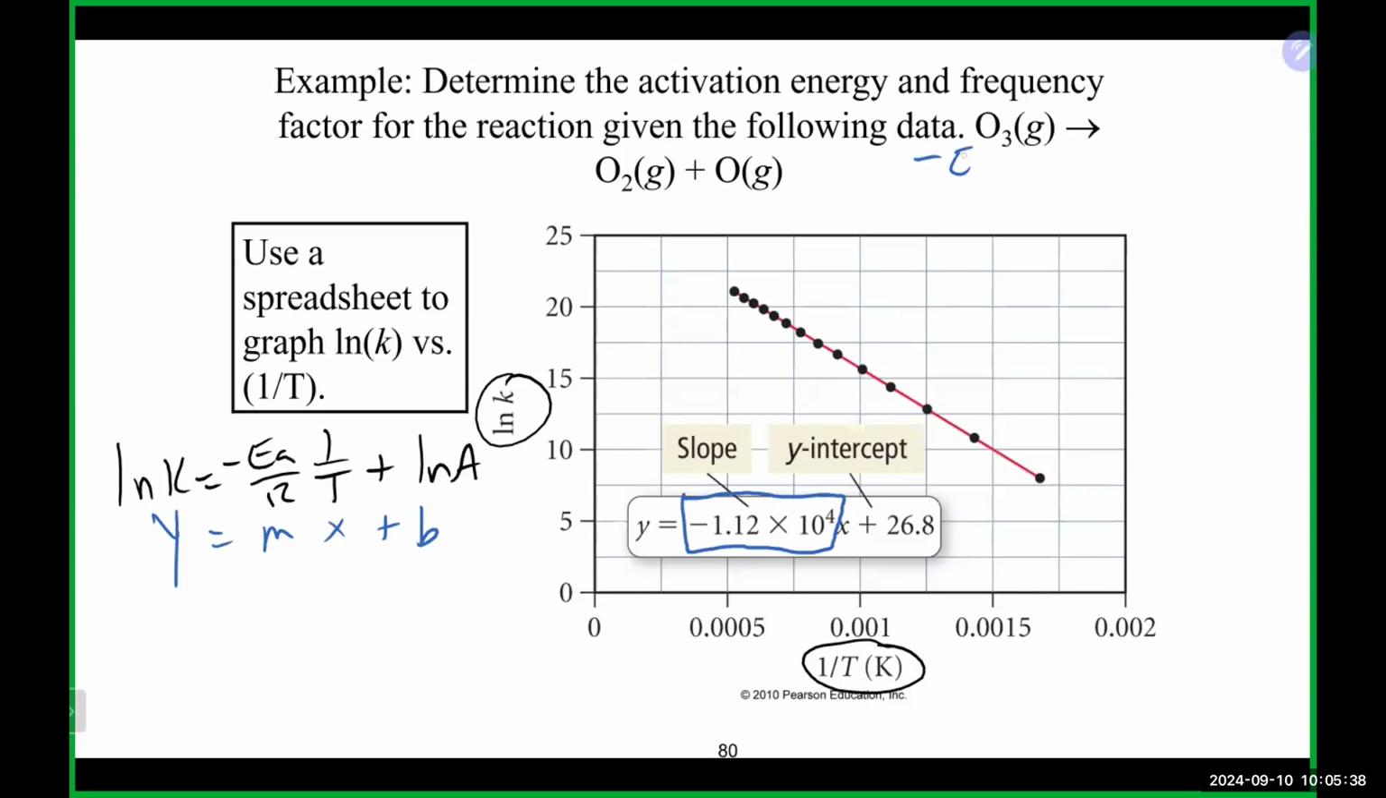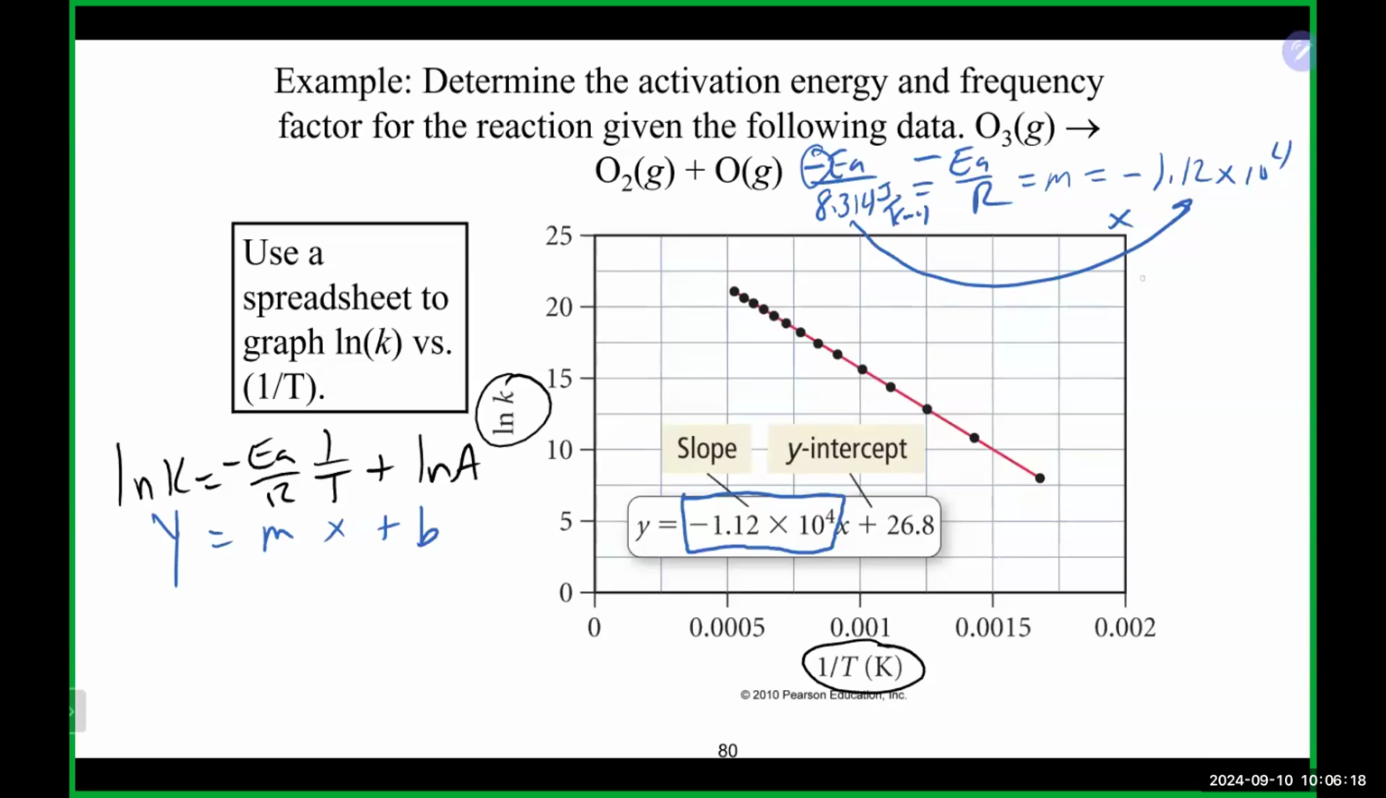So minus Ea over R is equal to our slope, which in this case is negative 1.12 times 10 to the 4. That will equal minus Ea over R, where R is 8.314 joules per Kelvin per mole. We're essentially going to multiply that to the other side. We also want to make sure we do not forget to multiply the negative to the other side. That's what's going to turn our activation energy into a positive number. So that is 1.12 times 10 to the 4 times 8.314.